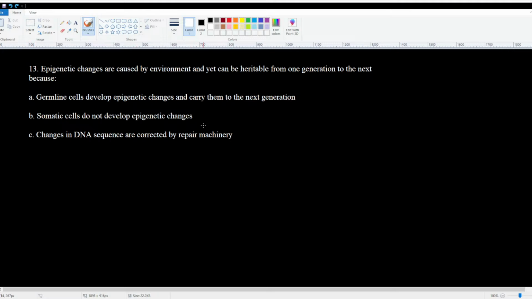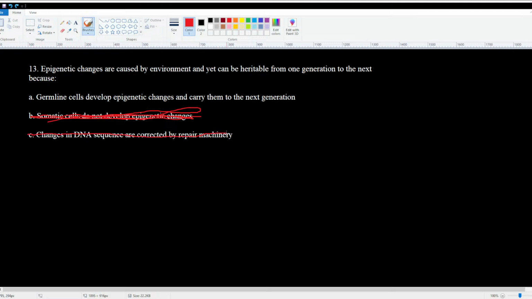Somatic cells do not develop epigenetic changes. Well, we know that one's wrong because of the rat example earlier, right? That one can't be right. So, C is saying changes in DNA sequence are corrected by repair machinery. Okay, well, we're not talking about the DNA sequence, are we? We're talking about epigenetics. We're talking about above the DNA sequence.